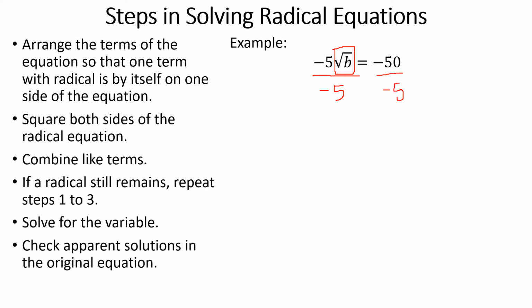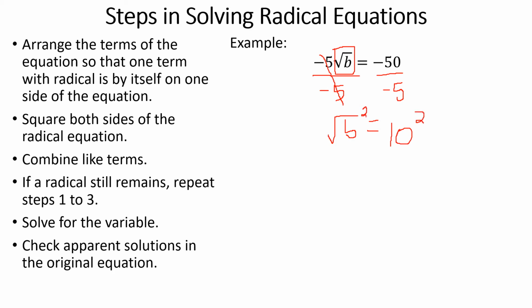So, i-divide po natin yan. Magka-cancel out po yung negative 5 dito sa left side. Ang may iwan na lamang po ay square root of b equals. So, negative divided by negative is positive. 50 divided by 5, that is positive 10. Ayan na po. Yan na po yung first step. Sa second step, we square both sides.